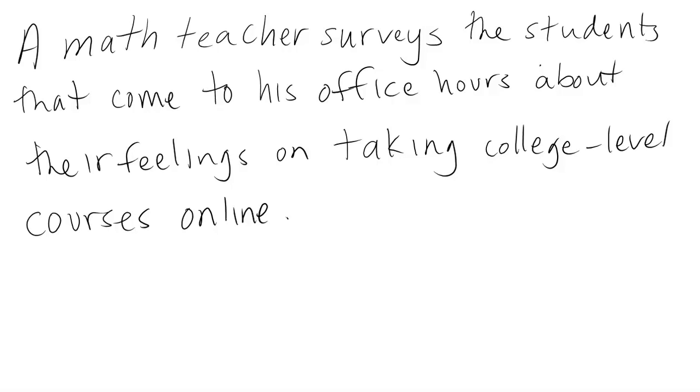Next example. A math teacher surveys the students that come to his office hours about their feelings on taking college-level courses online. Suppose this is how I wanted to gather data. I just waited for office hours and only took the students who showed up to office hours. In this case, I'm choosing the students. I found a frame by which I'm going to choose students. I'm going to choose students who show up to my office hours. So I'm making the choice, but it's not random in any way. In fact, they're just easy to get to because they show up to an office hour and then I just throw out the question, hey, that'd be a convenience sample.